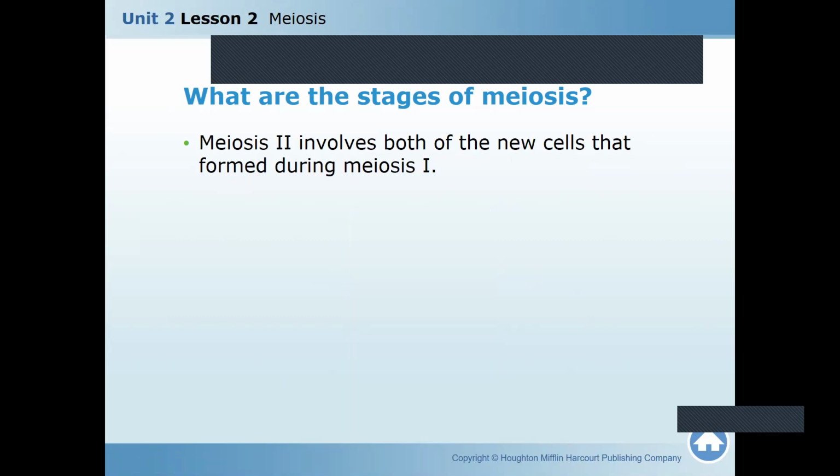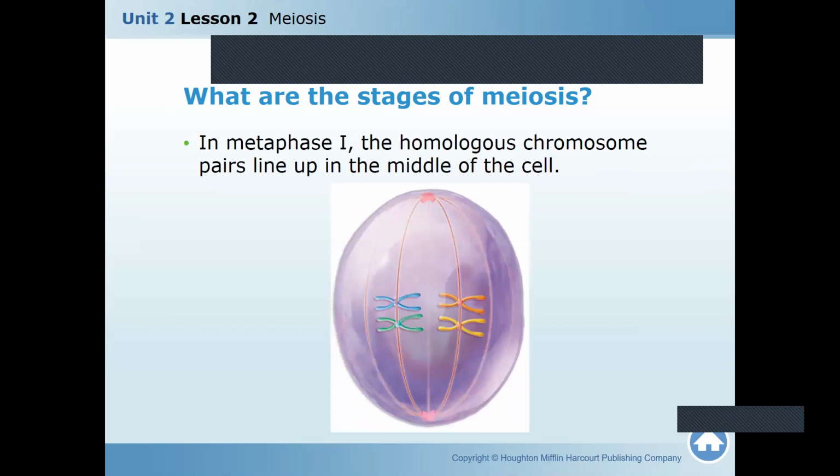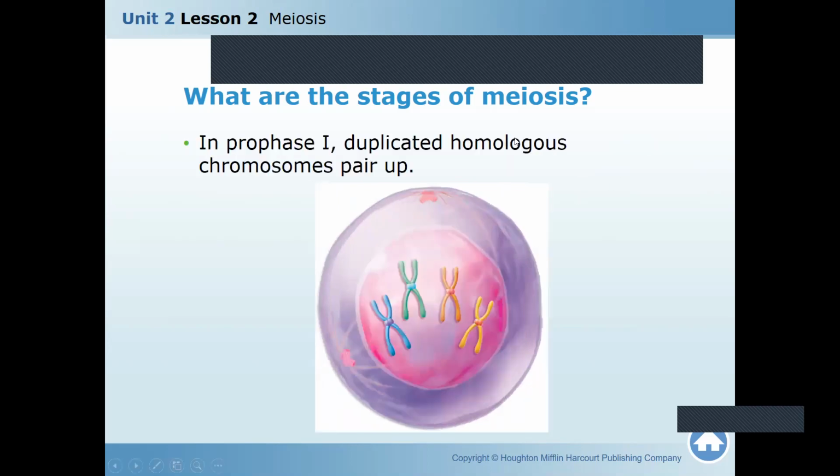In metaphase, they line up. They come in a line. See here? In metaphase, the chromosomes line up. In prophase, they pair up.